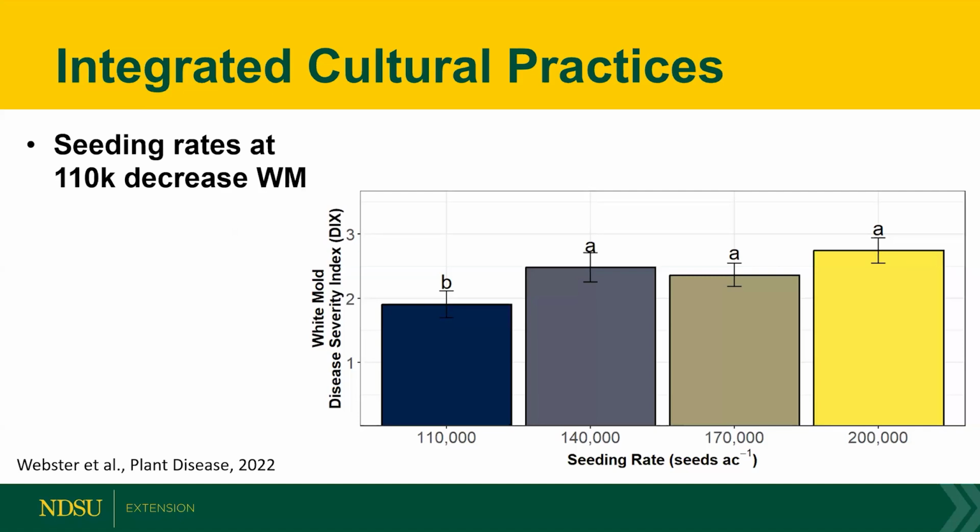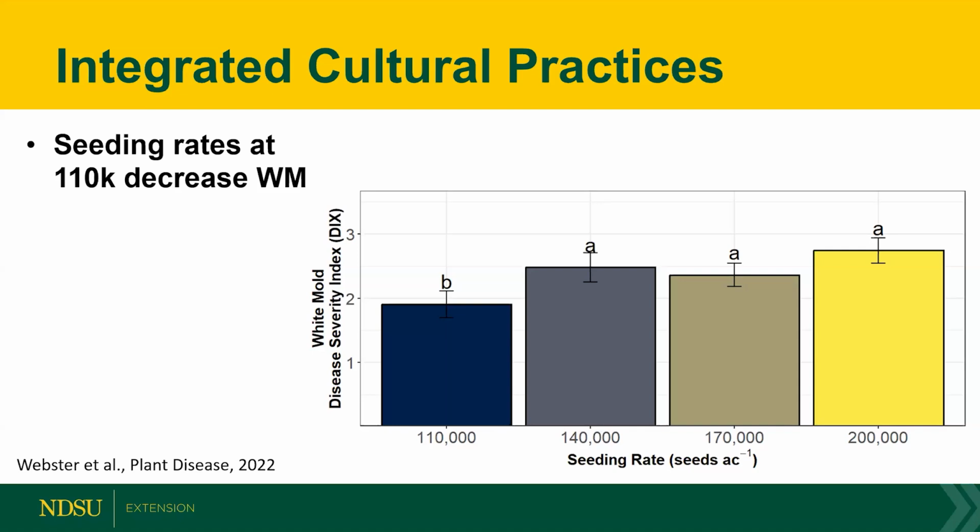So first, looking at white mold development on the left-hand side here, we're looking at this disease severity index, or DIX. Now, this disease severity index is what we use consistently for measuring white mold development. And then on the bottom here, we're looking at the four seeding rates. So 110,000 seeds per acre on the left-hand side, all the way up to 200,000 seeds per acre.